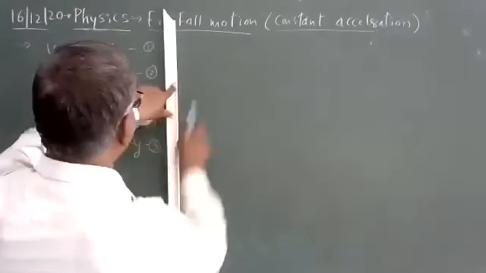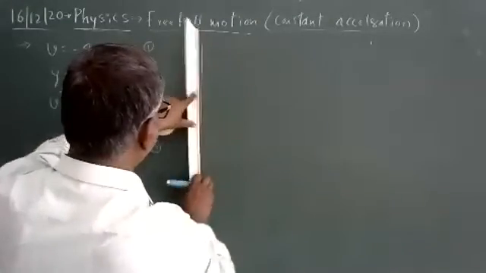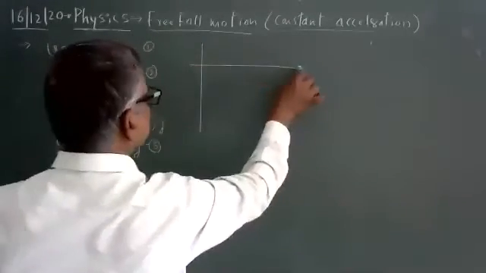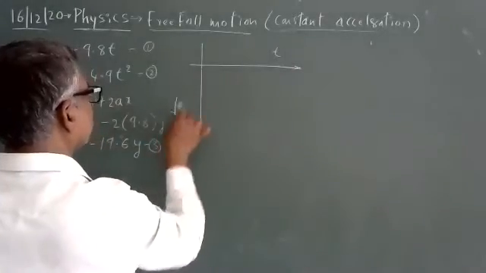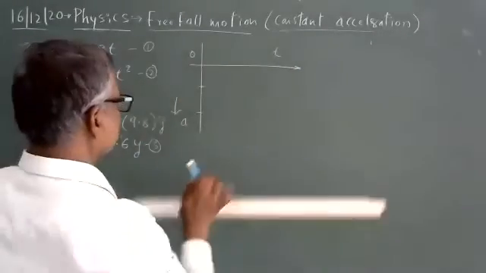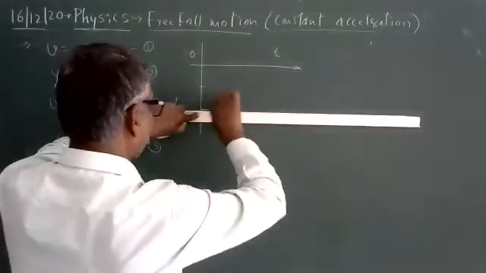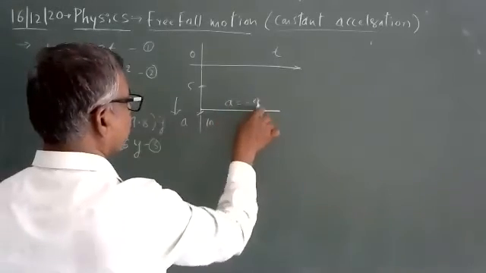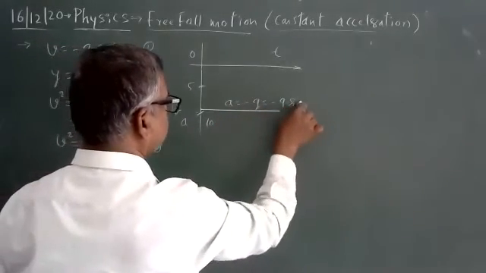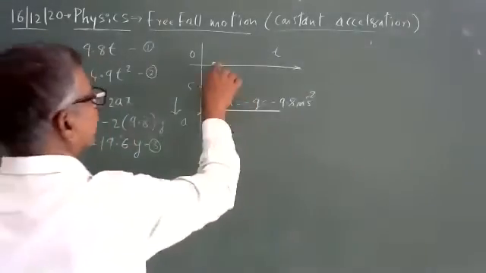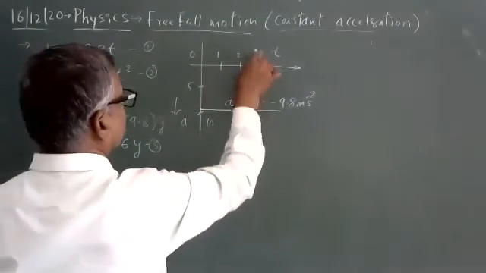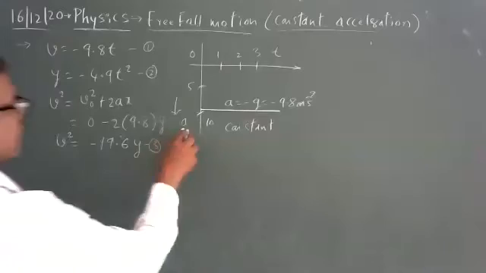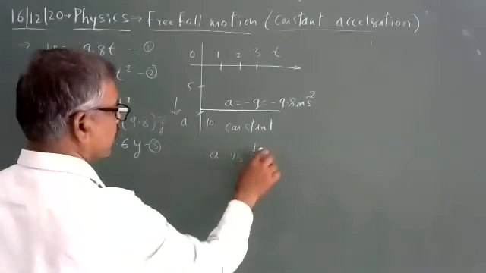The corresponding graphs look like this. The first graph is written for acceleration. Let me take acceleration as negative, this is time, and this is acceleration which is downwards, with marks 0, 5, 10. Here a equal to minus g, equal to minus 9.8 meters per second square. Whether it's 1 second, 2 seconds, or 3 seconds, this remains constant. This is the first graph, the A versus T graph.